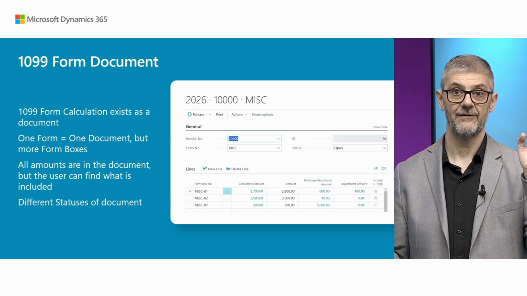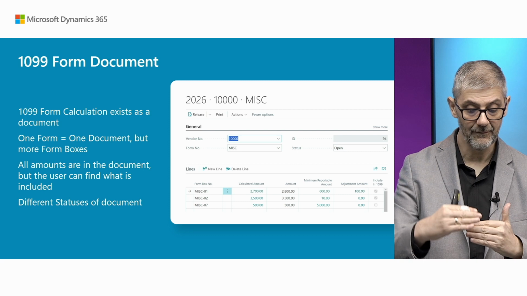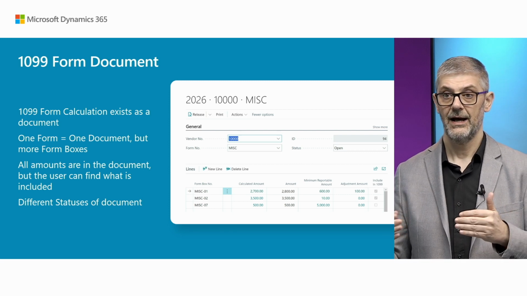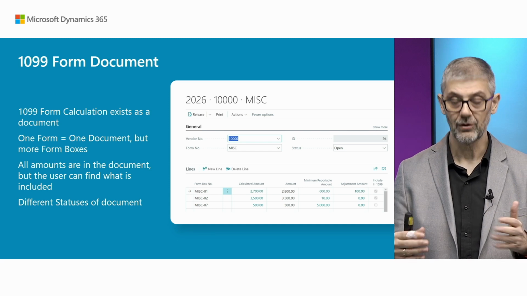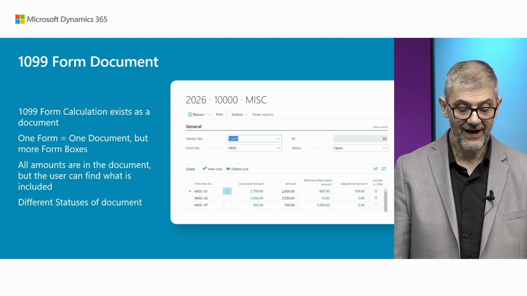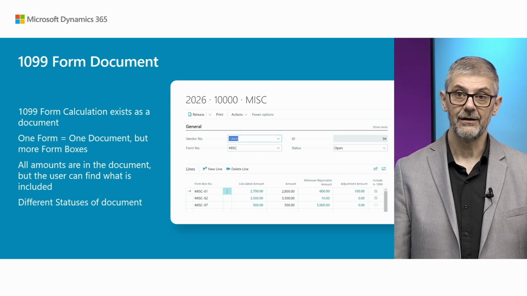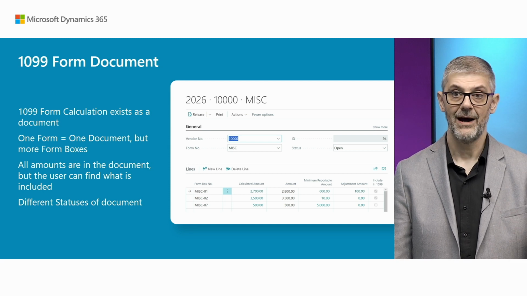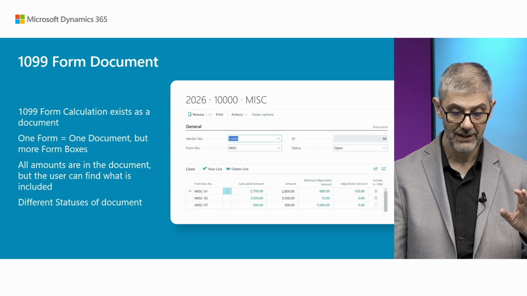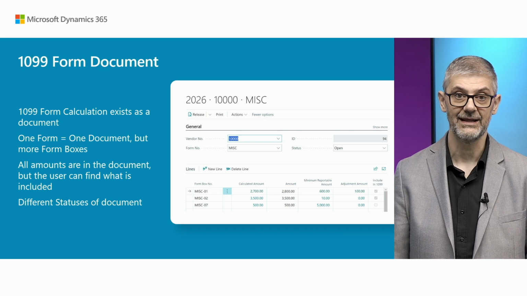But one document is for one form, but you can have more different form boxes, as form boxes can have different reportable amounts, and so on. So this is important to remember. You can find all details included in these calculated amounts. Arthur will explain how you can configure to have it or not have it, but this is on you, how you make the setup.